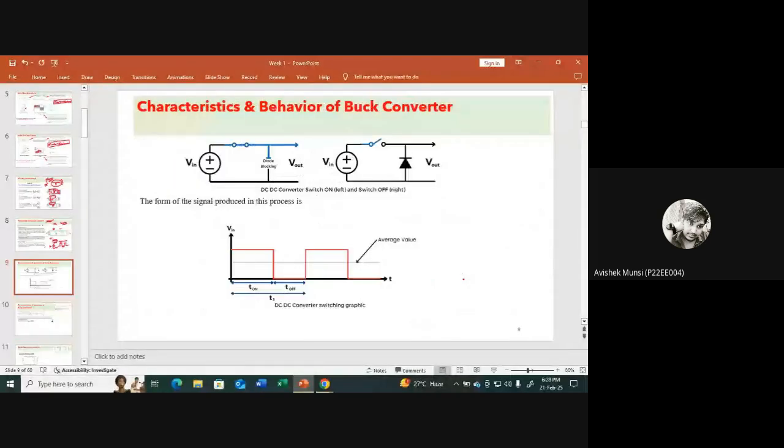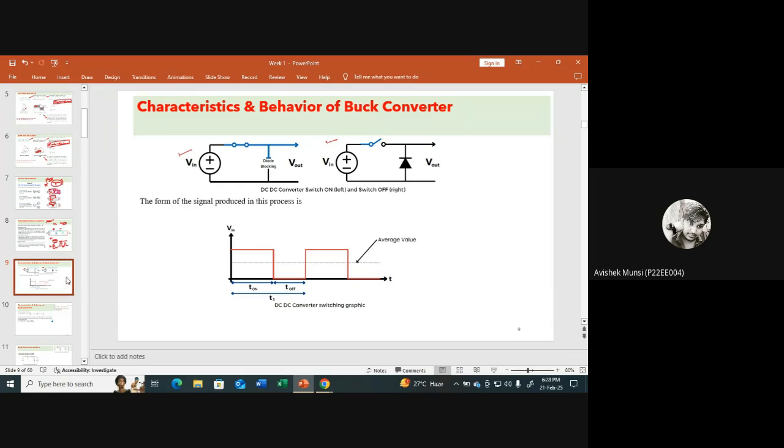So we'll discuss the behavior of a buck converter. This is the on time, this is the off time of the switch. So what happens if we apply the amp second balance which I was discussing earlier?